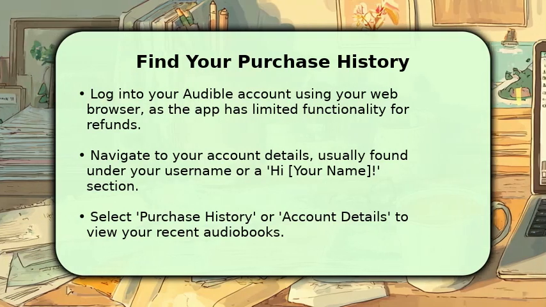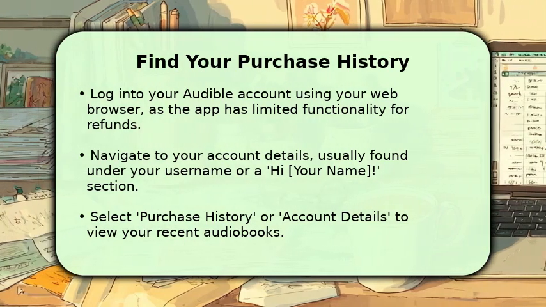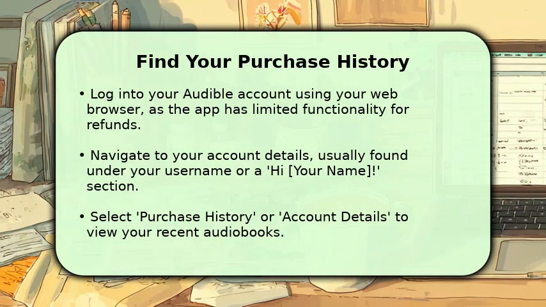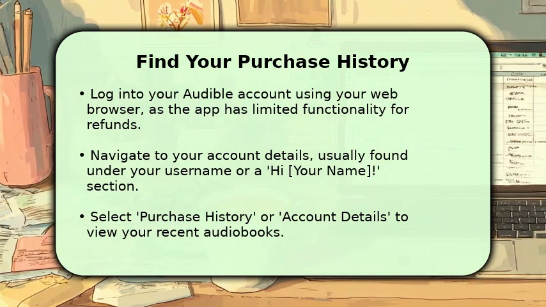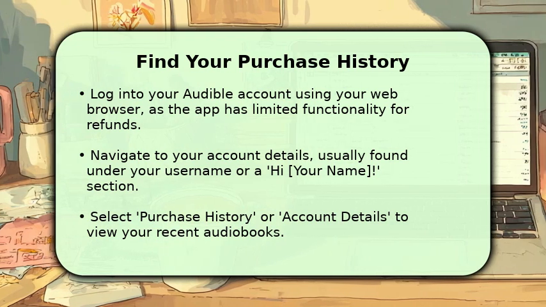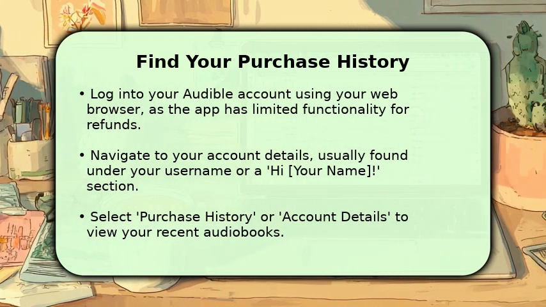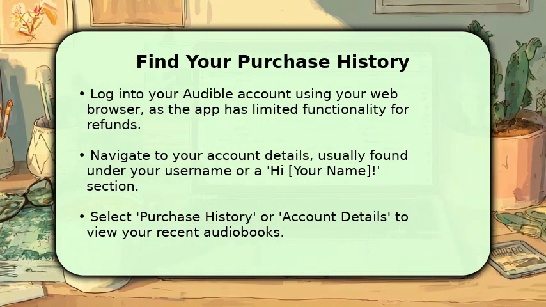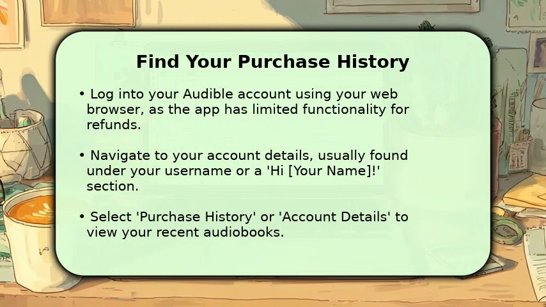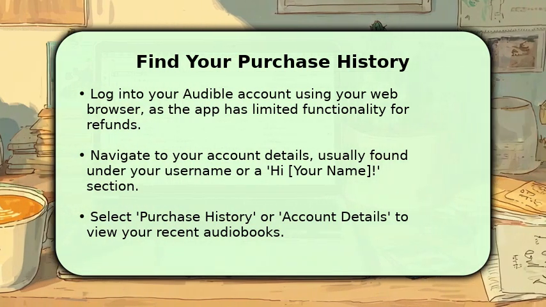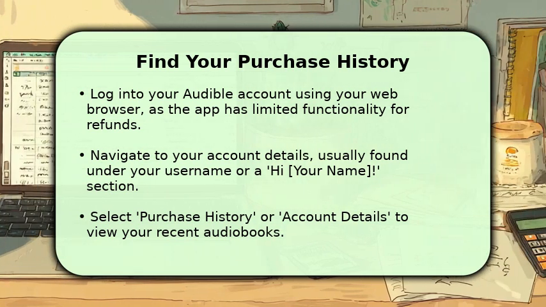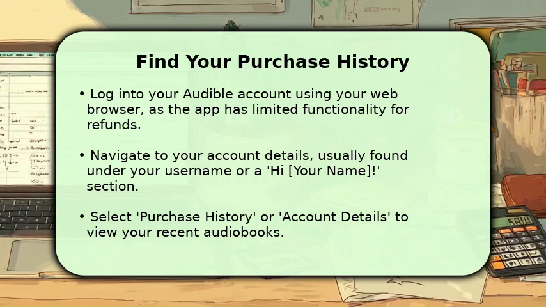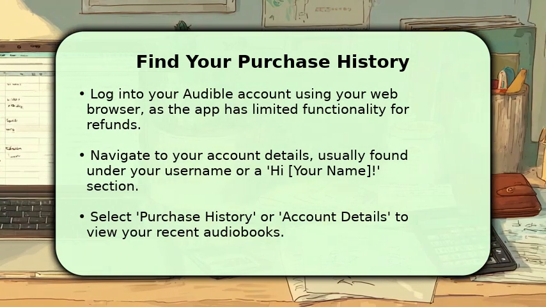To begin, log into your Audible account using a web browser on your computer or phone, as the app has limited options for refunds. Once logged in, navigate to your account details. You'll typically find this under your username or a greeting like "Hi, your name." From there, select Purchase History to view all your recent audiobook acquisitions. This section lists everything you have bought, making it easy to identify the title you wish to return.